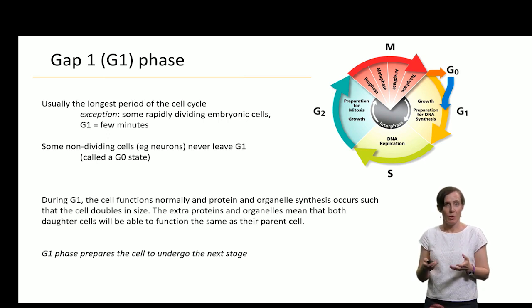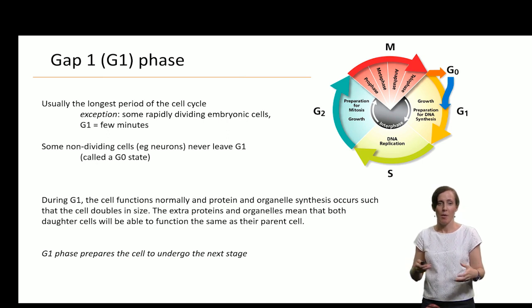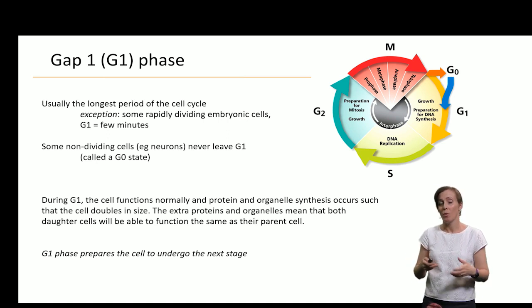But in the G1 phase in general, the cell is functioning normally and it's producing more organelles and proteins so that the cell is doubling in size. Basically, it is preparing for the next phase, for the synthesis of DNA. And producing these extra proteins and organelles means that the daughter cells will be able to function the same as the parent cell.